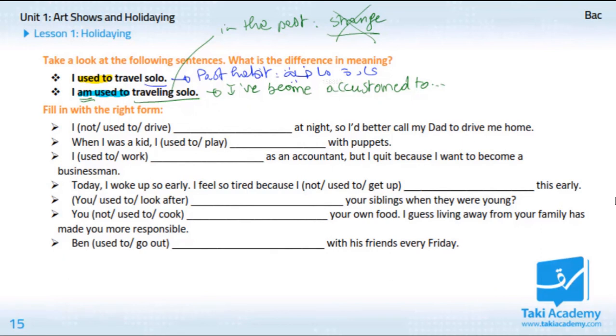Now, if you look at the structure, there is also a difference in the structure, okay? So I have used to plus base form, yes? So this is base form. And I have be used to plus verb plus ing, or we call it gerund, okay? Now let's try to practice by doing this exercise.